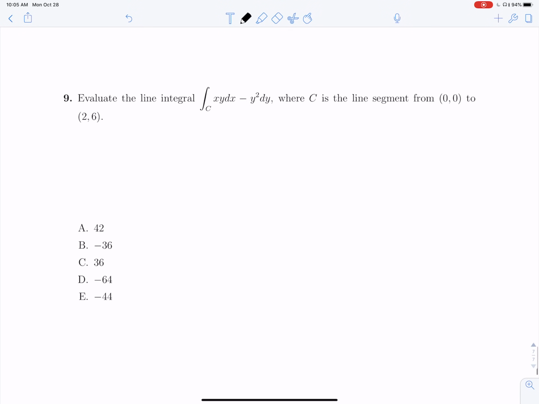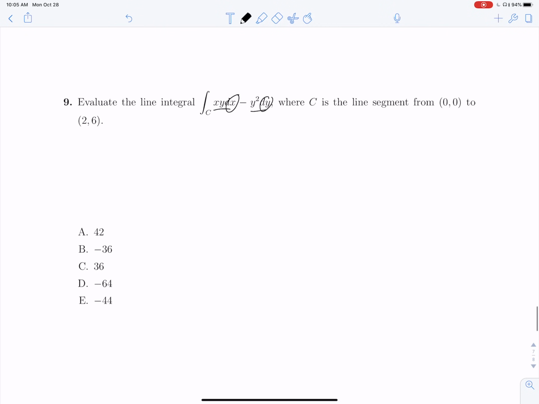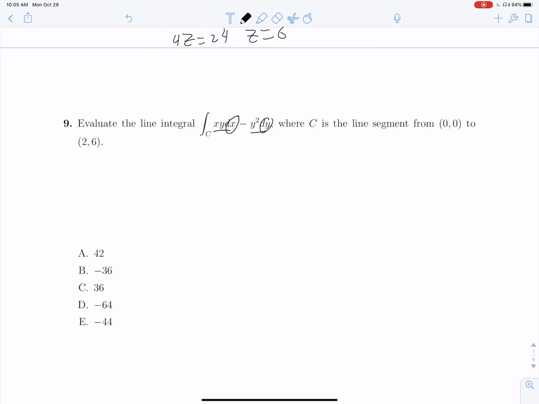Okay, question 9. We've got a line integral, and it's a line integral in this form. I don't really have a name for these, but you'll get ones with multiple dy's, dx's. But we're also on a line segment, so we need to make a parametrization for that, and that's no problem. We'll establish that t runs from 0 to 1, because you can always make it so t runs from 0 to 1, and it's often the easiest way to do it.